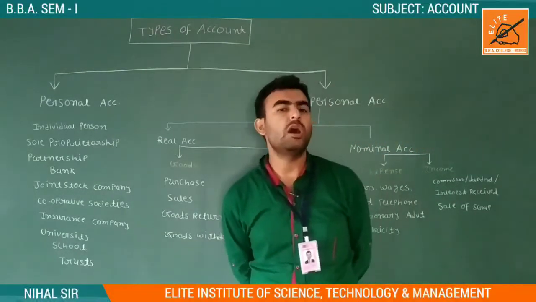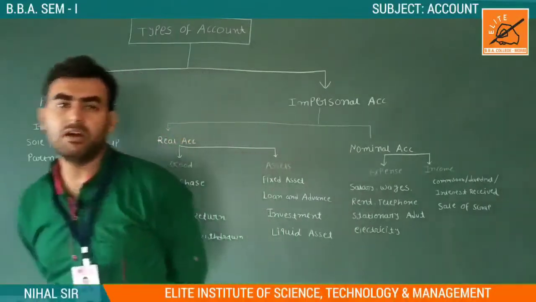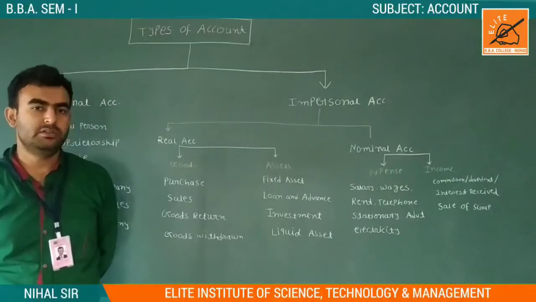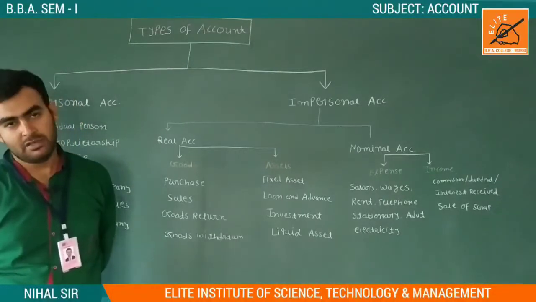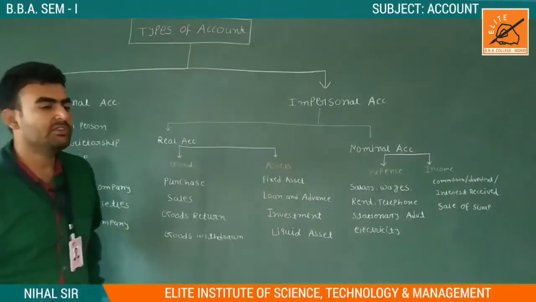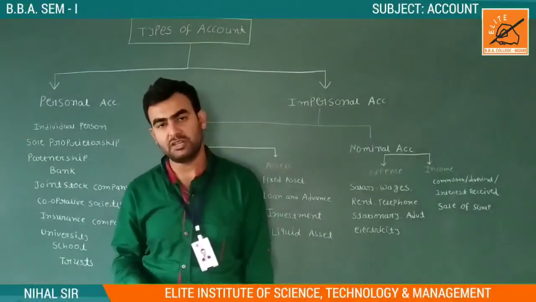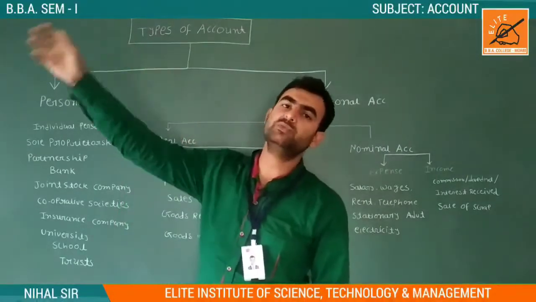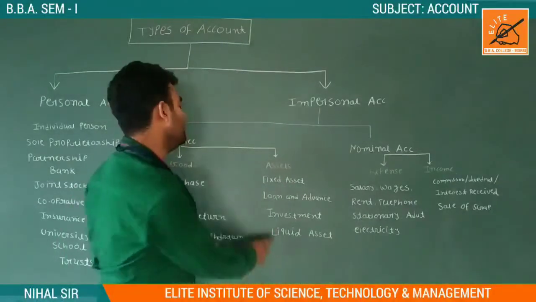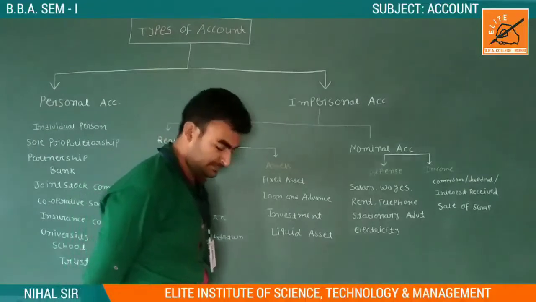These all come into fixed assets. Then after that, loans and advances. If we are paying a loan in advance, it is our asset, so it also comes into assets. Then after that, investment. We have invested in different kinds of shares and debentures. So what is this kind of investment? It is our asset. We are the owner of this investment, so it comes into our assets in a real account. Then after that, liquid assets.